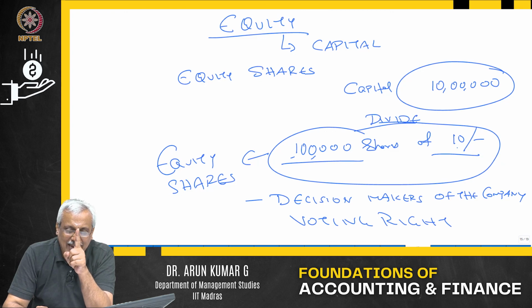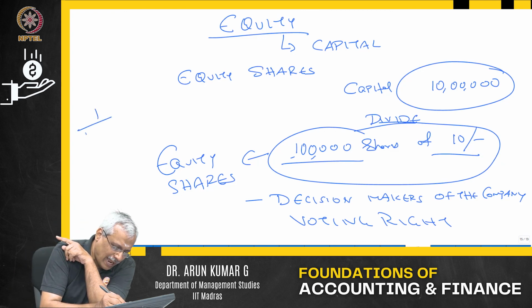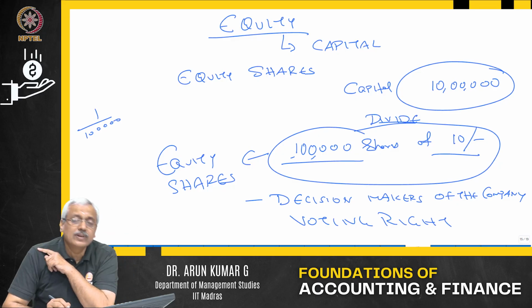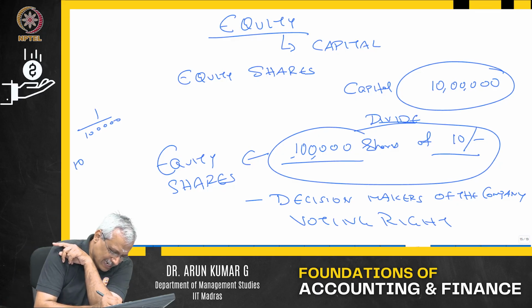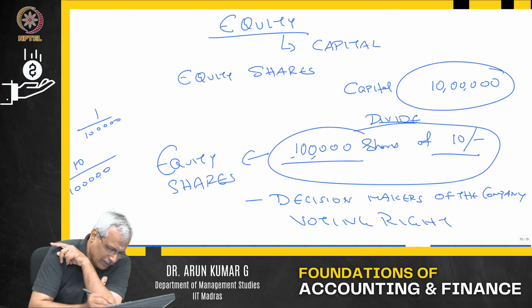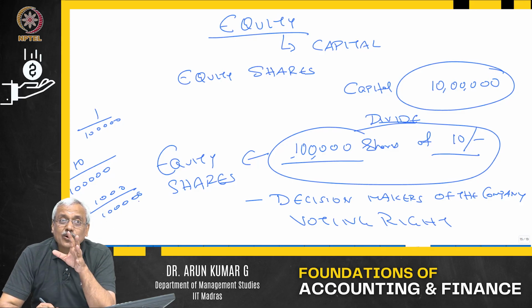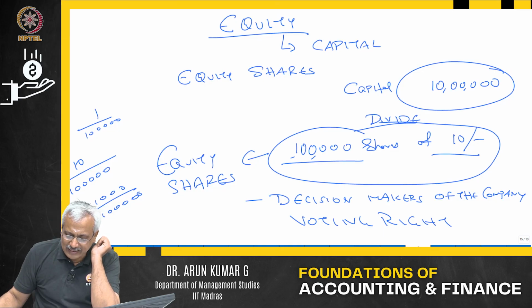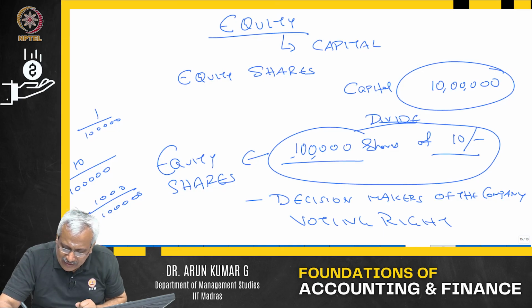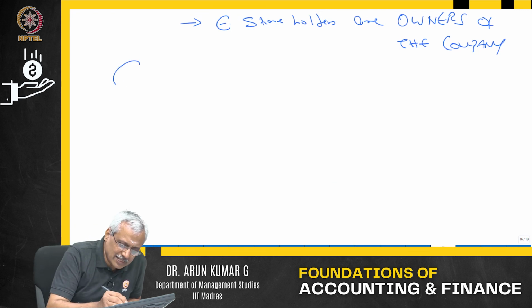You are holding one share. Imagine 1 by 1 lakh is your holding. I am holding 10 shares, 10 by 1 lakh is my holding. I own 1000 shares, 1000 by 1 lakh is my percentage of holding. So, that is how this holding works. That is where I will say you are the owner, you have the voting right, you get to make the decision.